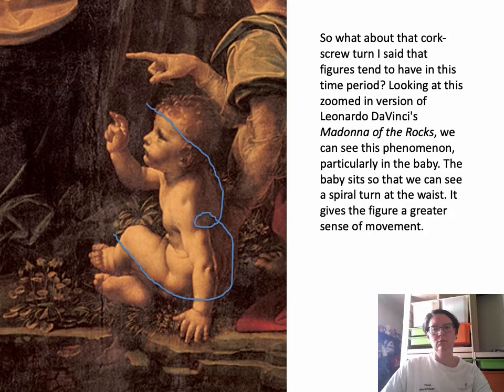And just so you see that I don't favor Raphael over Leonardo da Vinci, I wanted to show you the corkscrew turn of the baby's body in Leonardo da Vinci's work as well. This is a zoomed in version of Da Vinci's Madonna of the Rocks, and you can see the baby pointing up to Jesus in a sacred conversation. The baby sits with its bottom one direction, and then his shoulders are slightly turned towards the Madonna. This gives the figure a greater sense of movement, even though in the painting he's not actually moving, he's sitting still. It accentuates the gesture that we see.